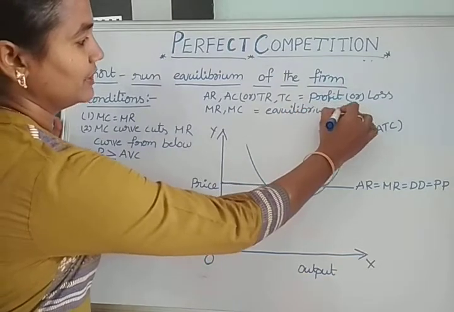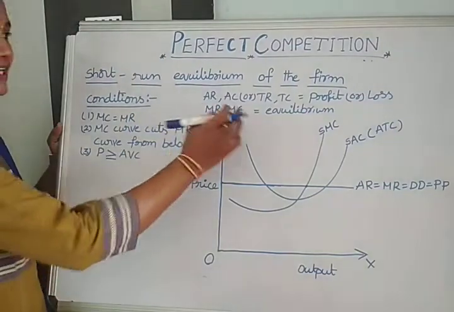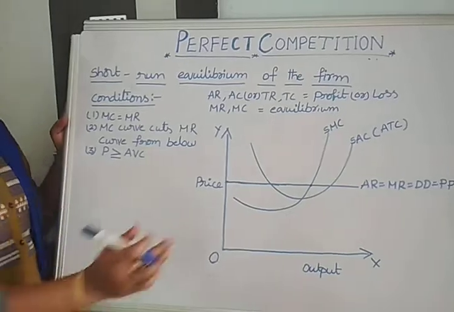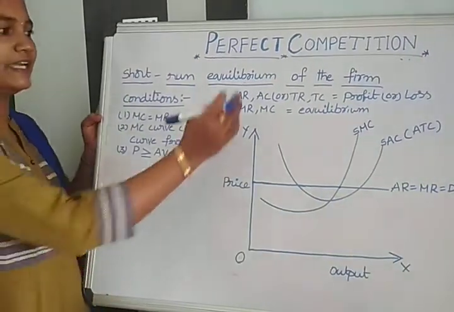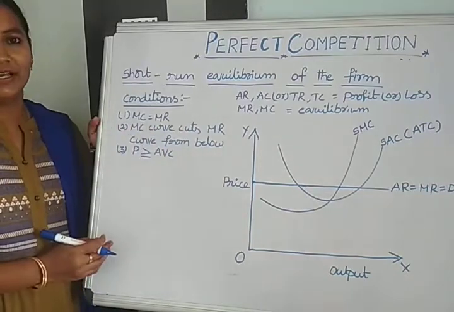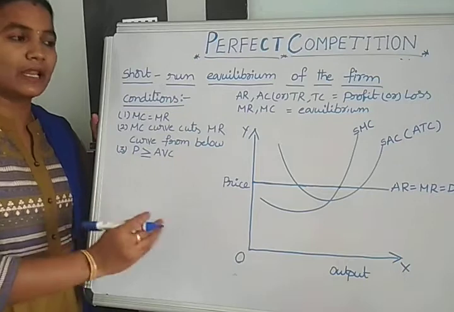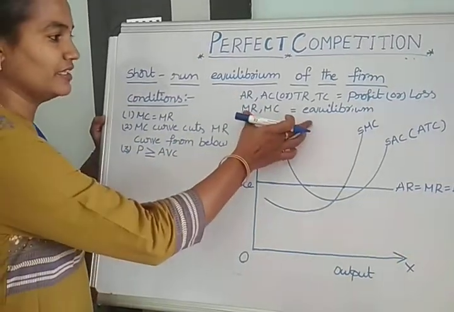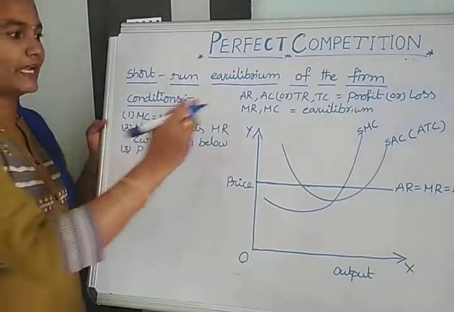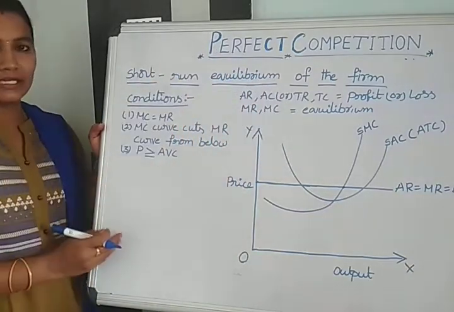Based on the equilibrium position only, we find how much production will be produced by the firm. Based on the production, we find how much price they fix, how much revenue they receive, and how much cost they spend for producing these goods. These are all analyzed using these important points. For explaining this, we have taken one diagram here.